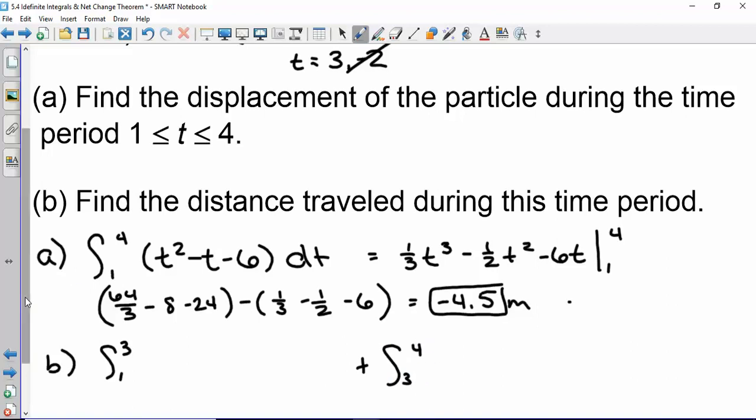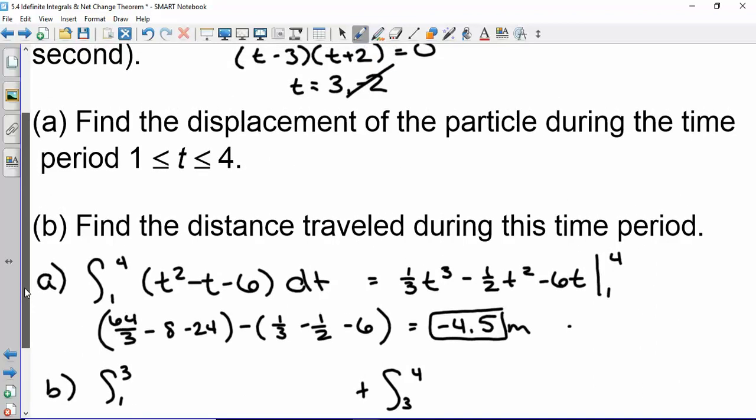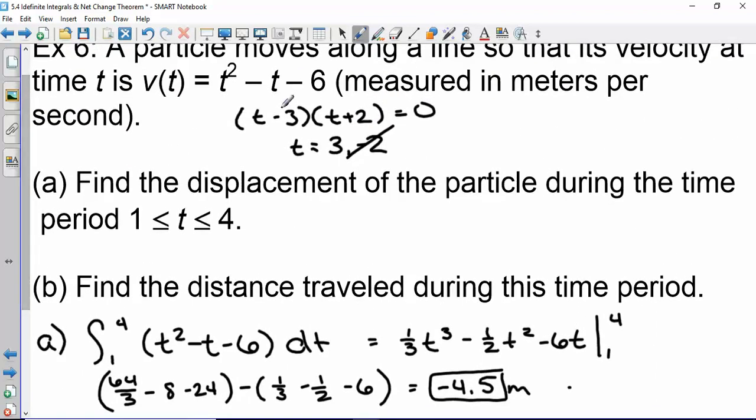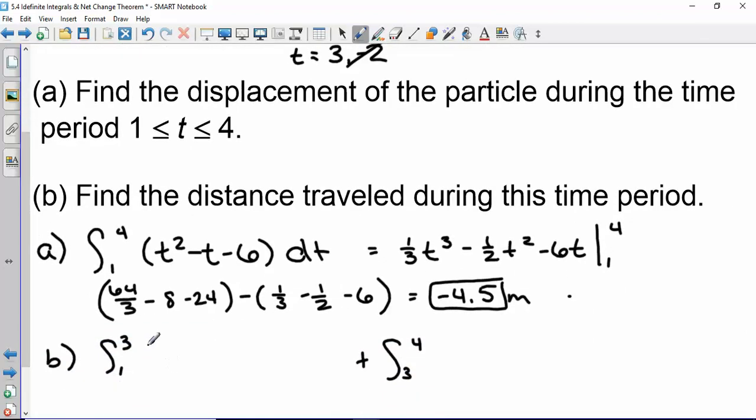So let's figure out what we need to do here. If I put in something between 1 and 3, so if I put in a 2, I get 4 minus 2 minus 6. Is that positive or negative? Negative. Since I'm doing the absolute value, what should I do to this? Distribute a negative. So I need to make it a negative t squared plus t plus 6.